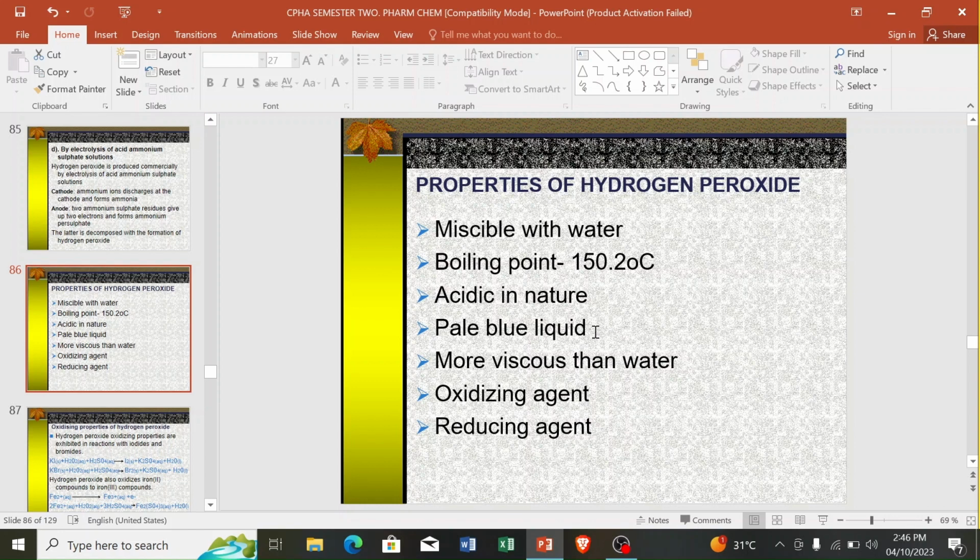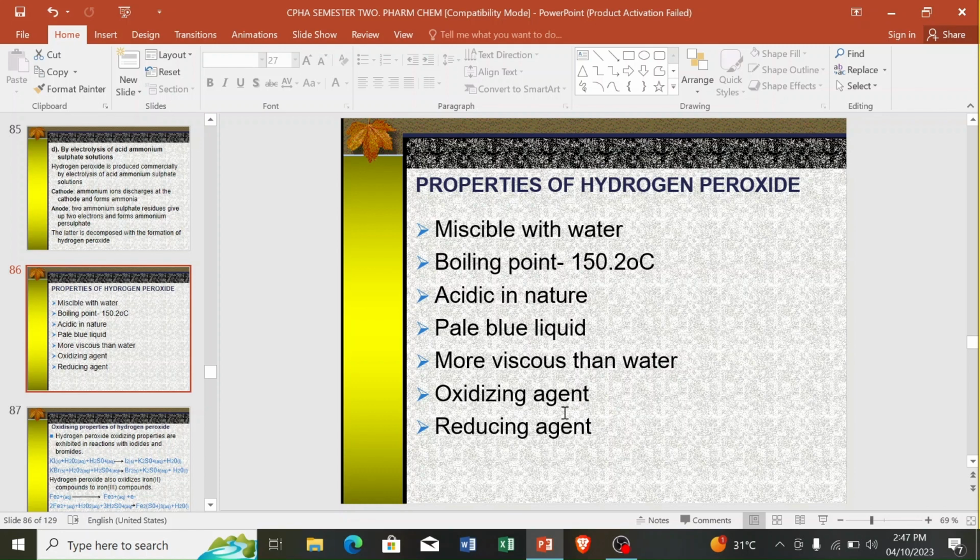So some people see the pale blue as colorless, depending on the site. Whether a person puts colorless or pale blue, it is as well given a mark. It is more viscous than water. When we look at viscosity, we are looking at the density, the weight of hydrogen peroxide. When we compare the density or the viscosity, it is more viscous than water.